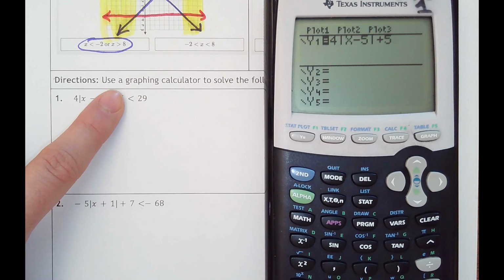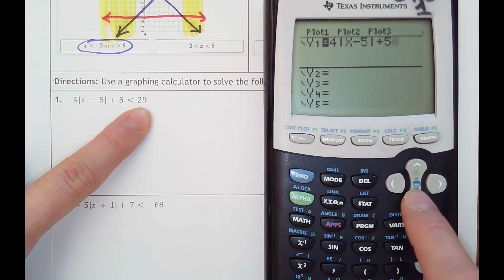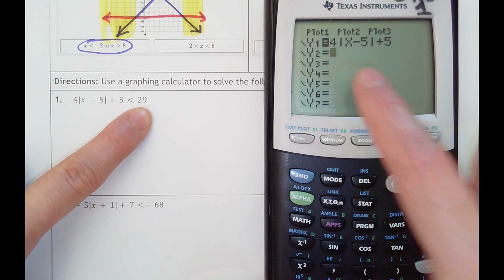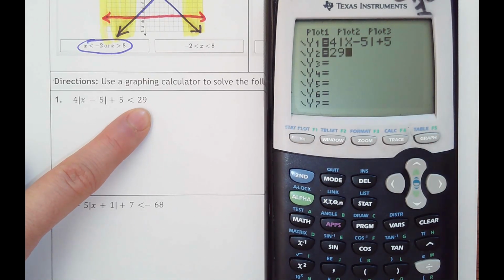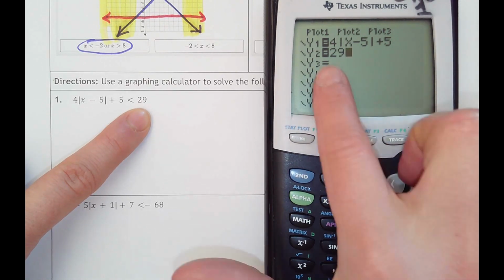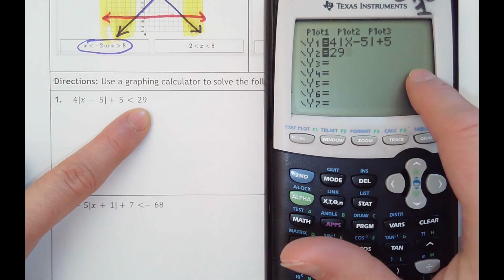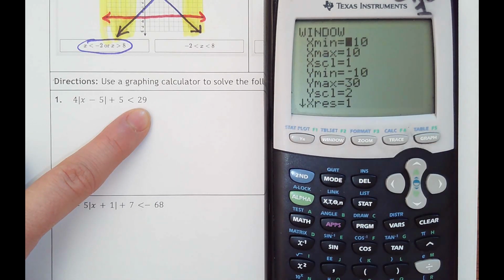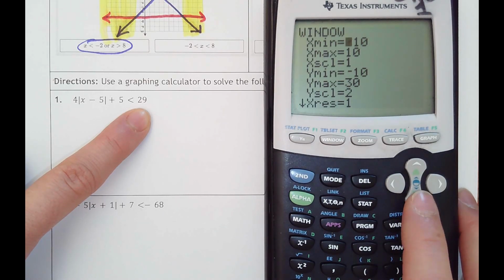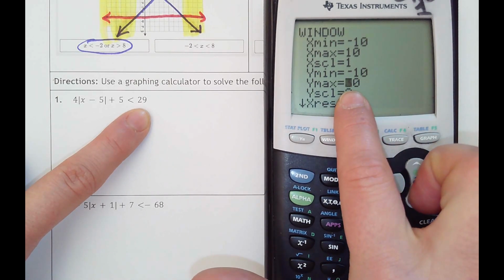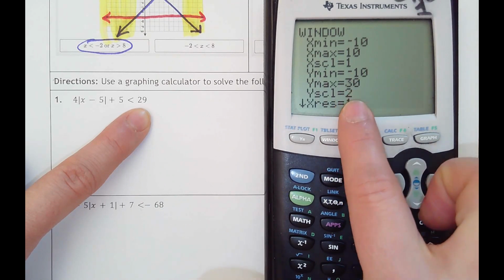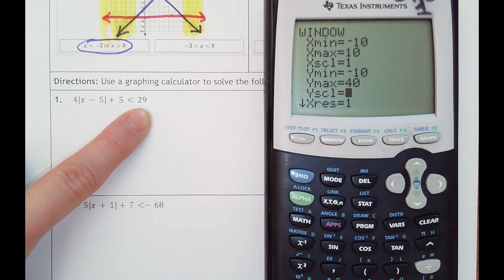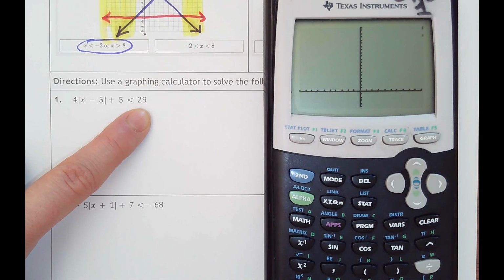So we're saying, where is this absolute value part less than 29? We're literally just going to put in y2 equals 29. Then hit graph. But if this is y equals 29, that's going to be a horizontal line up at 29, so I'm probably going to have to change my window. X min and max should be good to stay -10 to 10, count by 1. Y minimum should be good, and it looks like I already changed it. I'm going up to 30 to fit that y equals 29. I could even go higher, like to 40, and count by something bigger than 1, like 2 or 4. Hit graph.